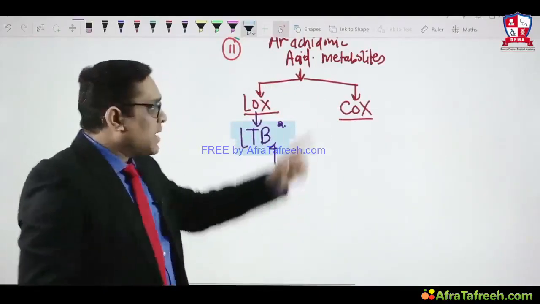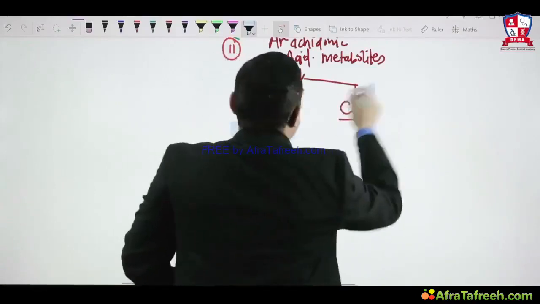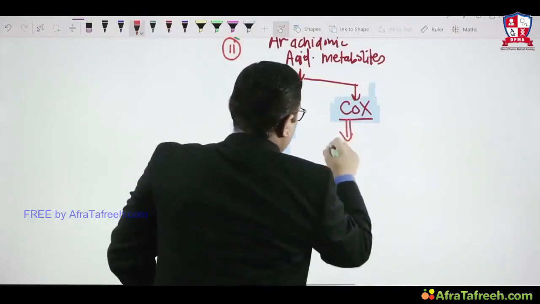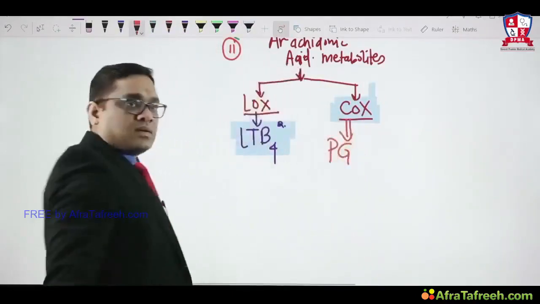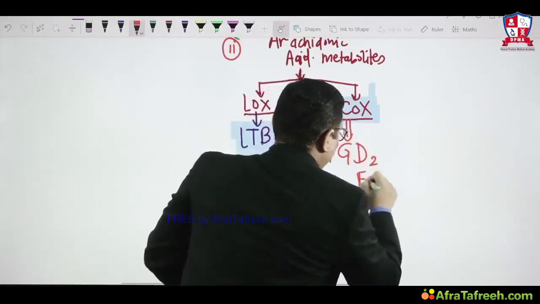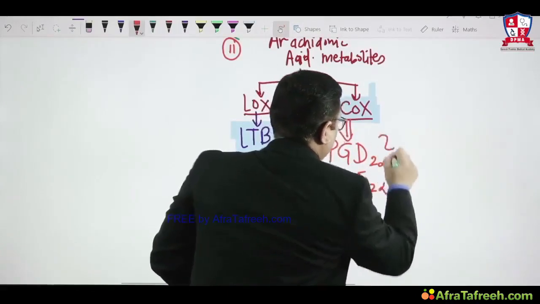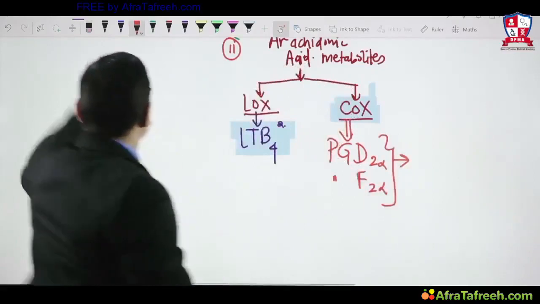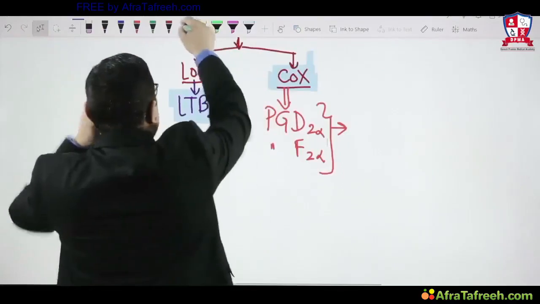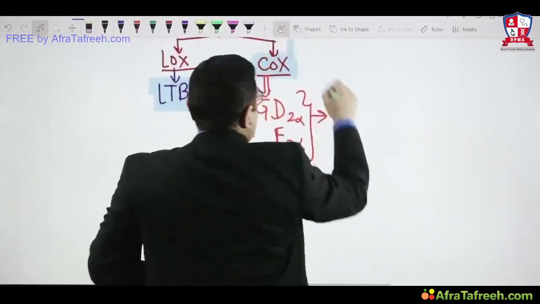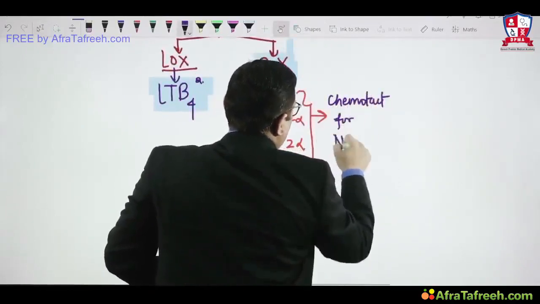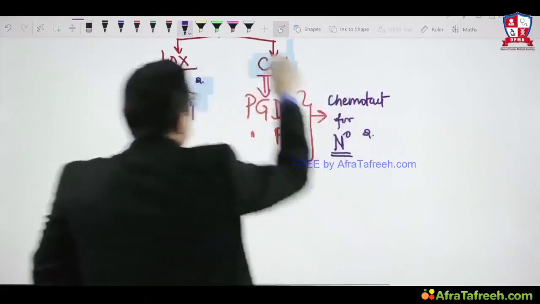But we have to understand, the examiner is talking about the cyclooxygenase pathway, and when he is talking about the cyclooxygenase pathway, we have to think about prostaglandins, right? Prostaglandin D2 and prostaglandin F2 alpha. These are the two chemotactic prostaglandins for the neutrophil. So this point also we have to keep in mind. Prostaglandin D2 and F2 alpha are chemotactic stimuli for neutrophil movement. So this was the question in the All India exam, right?